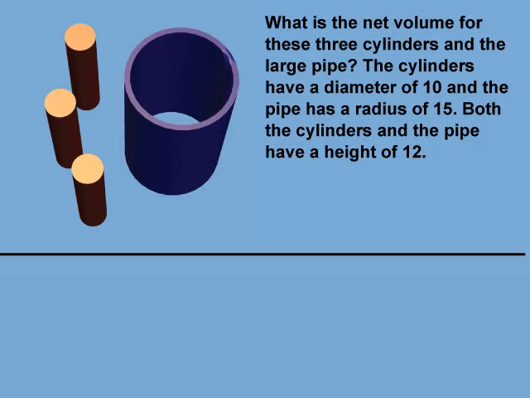What is the net volume for these 3 cylinders and the large pipe? The cylinders have a diameter of 10 and the pipe has a radius of 15. Both the cylinders and the pipe have a height of 12. The formula for the volume of a cylinder is shown here: V equals pi r squared times h, where r is the radius of the circular section and h is the height of the cylinder. There are 2 types of cylinders. These 3 have the same radius and height. This cylinder is not solid and therefore has negative volume.